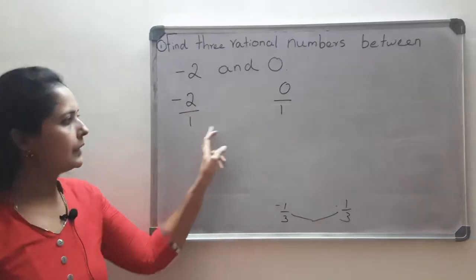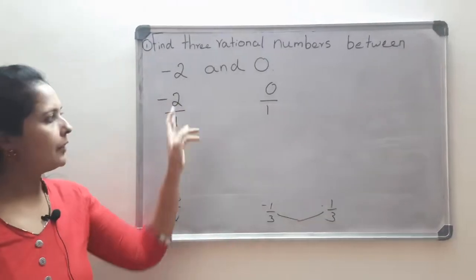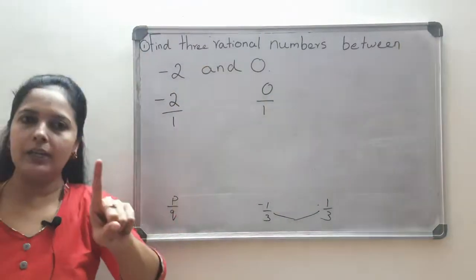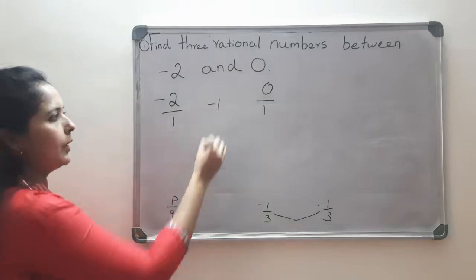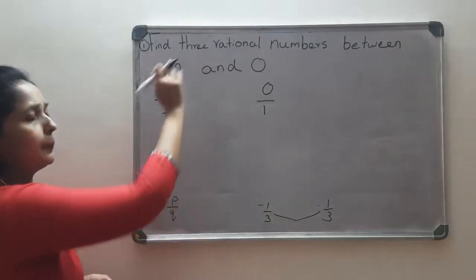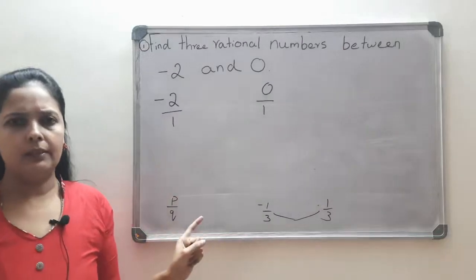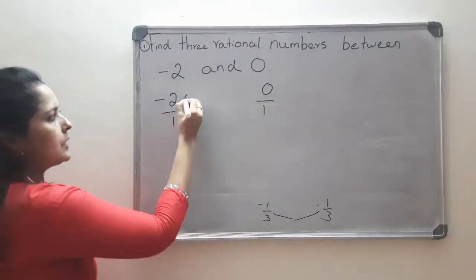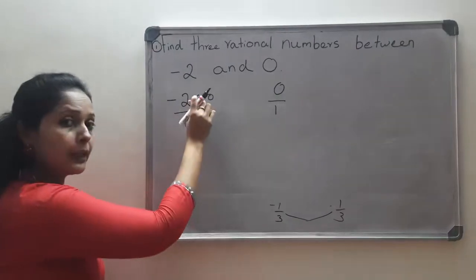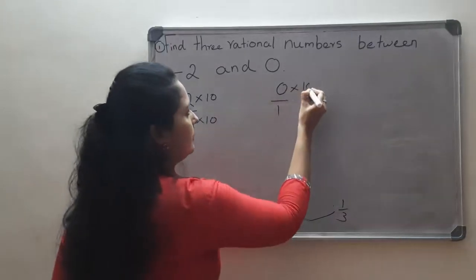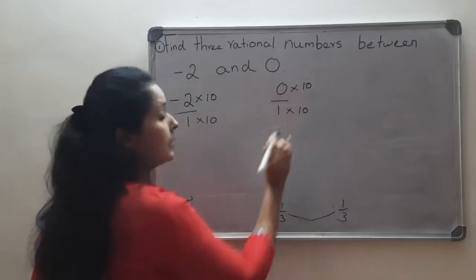Okay, now look at the denominator. Both are the same. But we can't find 3 rational numbers. In between there is only one rational number. What is that? Minus 1. But we want how many? 3. If that is the case, I will tell you one easy method. What you have to do is multiply the numerator and denominator by 10. Into 10, into 10. Understand?